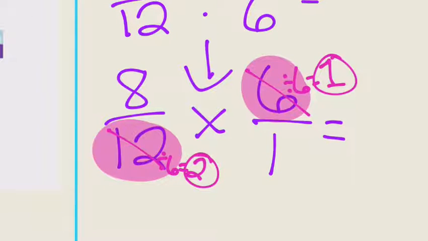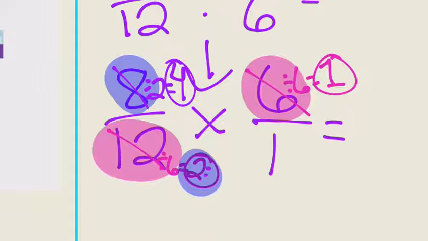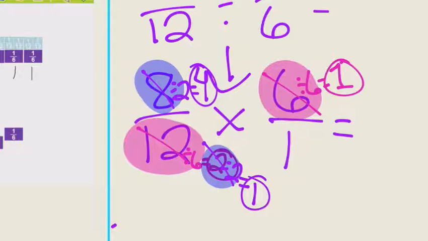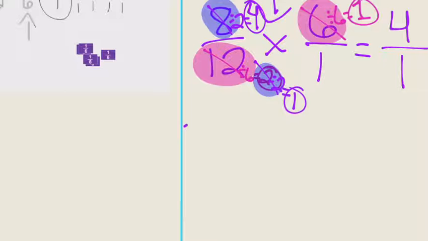Now you can also see that there's actually a second pair of factors here, which are 8 and my new 2. 8 and 2 are both divisible by 2. So if I divide them both by 2, my 8 becomes a 4, and my 2 becomes a 1. So I'm going to cross off my 8 and 2 and write 4 and 1. Now I can go ahead and multiply straight across. 4 times 1 is 4, and 1 times 1 is 1. So I get a quotient of 4 over 1, which I know simplifies to 4.